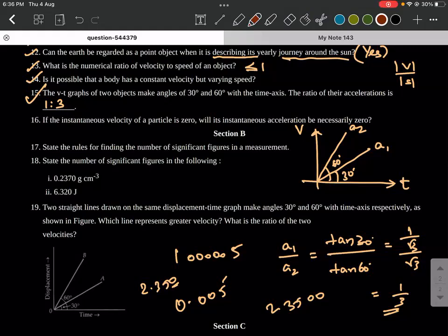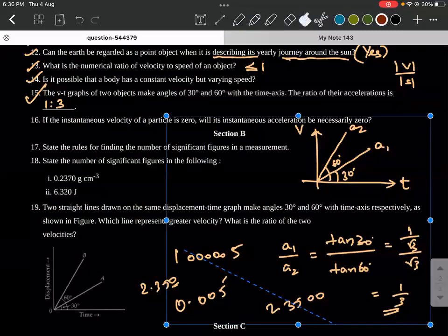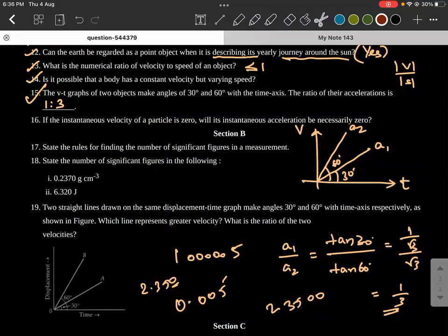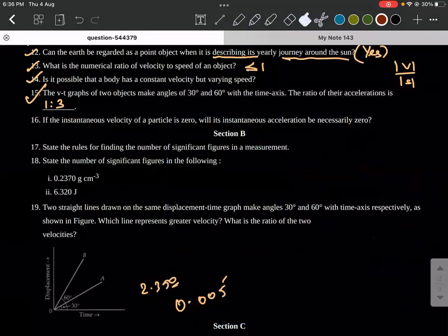Okay. So you read that notes and go through the lecture, you will understand. I've explained it in detail. Okay.